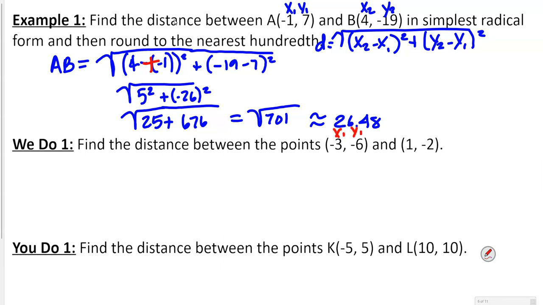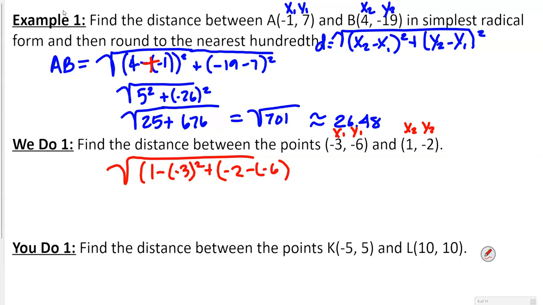Again, x1, y1, x2, y2. So we're taking the square root of, this time it just said find the distance, so we don't know what the points were, right? So this is going to be 1 minus a minus 3 squared plus negative 2 minus a minus 6 squared, right? So I'm going to change this to a plus. I'm going to change this to a plus. Common error right there, y'all. So this is 4 squared, and that's plus 4 squared again, right?